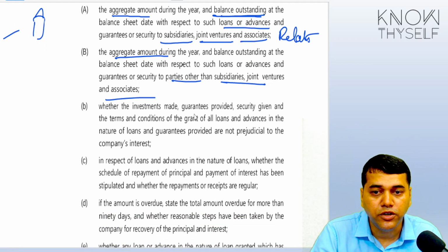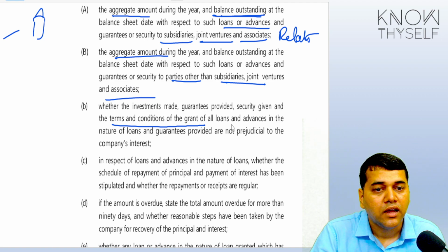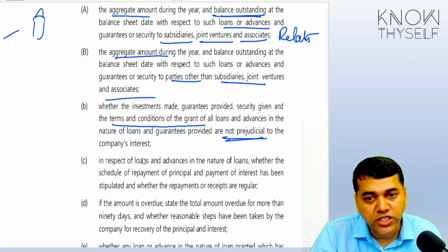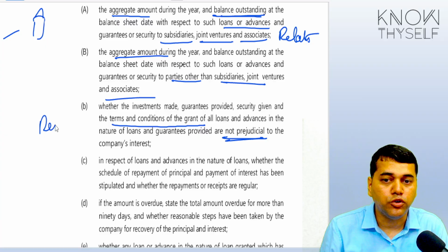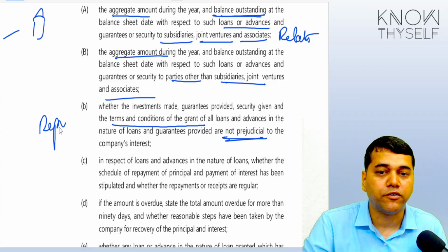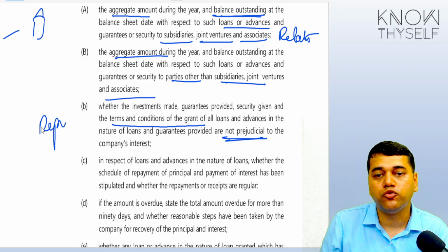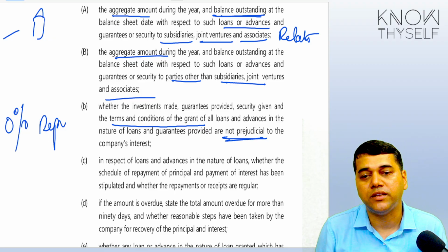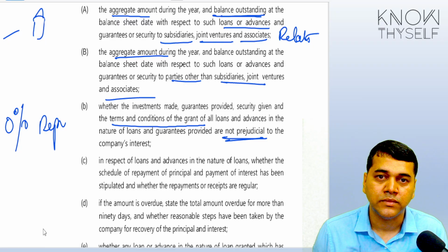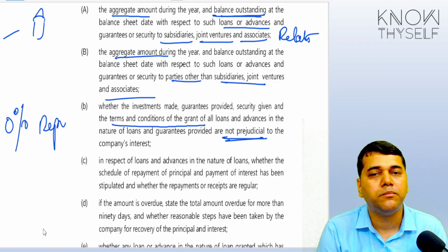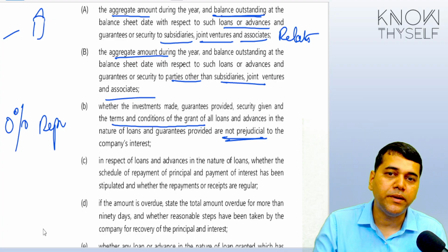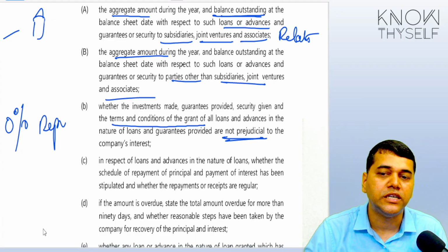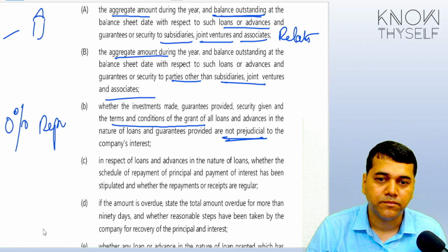Whether investment, security given, and terms and conditions of loans and advances are prejudicial to the company's interest. So this inquiry you have already made, but here you may have to report now. This is the reporting requirement. Have you made any loans and advances at a 0% interest rate to a subsidiary? This is very prejudicial to the parent. Now, from an accounting point of view, you may split the fair value and do something accounting-wise. But the investor should have been told that the parent has given a 0% interest rate loan to the subsidiary.